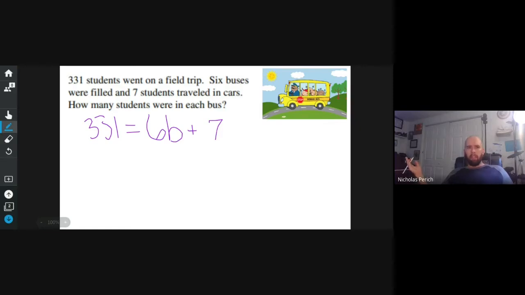There's 6 buses, and I want to know how much is in each bus. So I don't know what bus is. So if it's saying 6 buses, I should probably call that 6B. And then 7 students, so 6 buses and 7 students will be 6B plus 7. And if you're wondering, shouldn't there be an SB attached to 7? Nope, because it's not like I'm being asked how many people were in each student. It's how many people were in each bus. So I need to find bus.